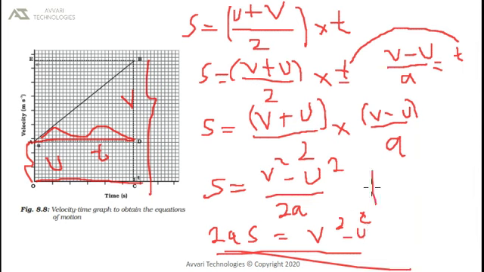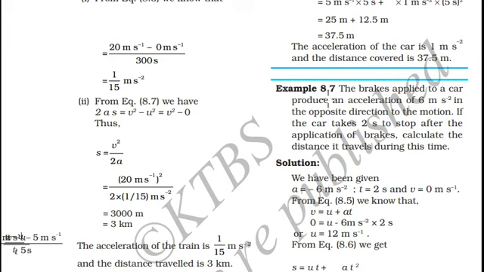All these three formulas are only applicable for objects which are in motion along a straight line. Now let us see example 8.7. The brakes applied to a car produce an acceleration of 6 meters per second square in the opposite direction. So this becomes minus 6 meters per second square because the acceleration is in the opposite direction. So there is a deceleration. If the car takes 2 seconds to stop after the application of brakes, calculate the distance it travels during this time.